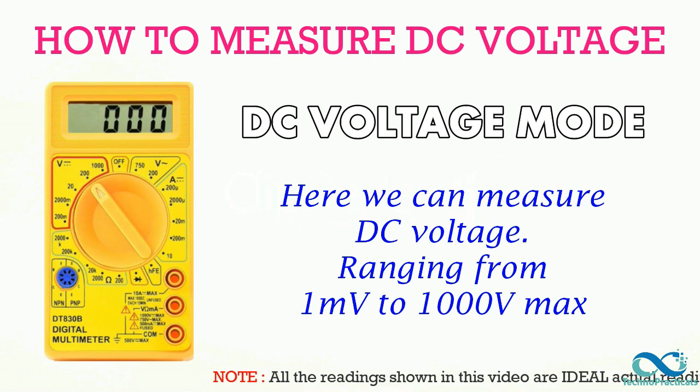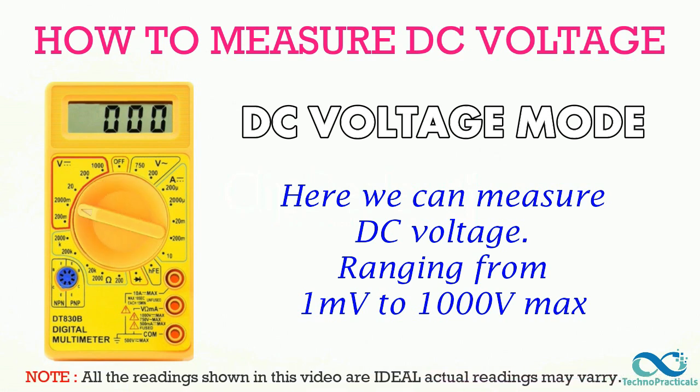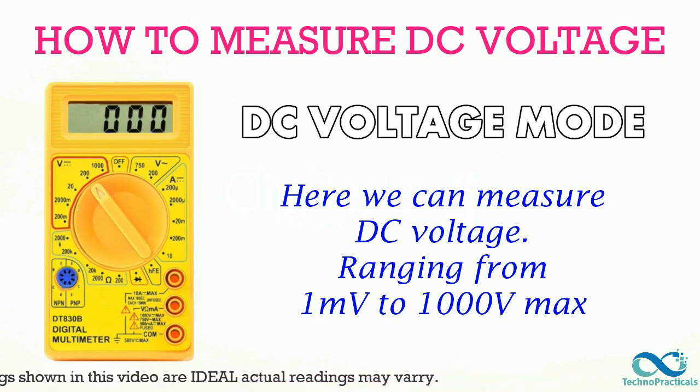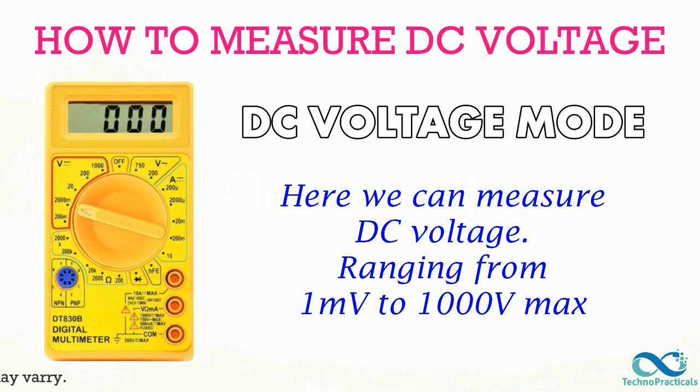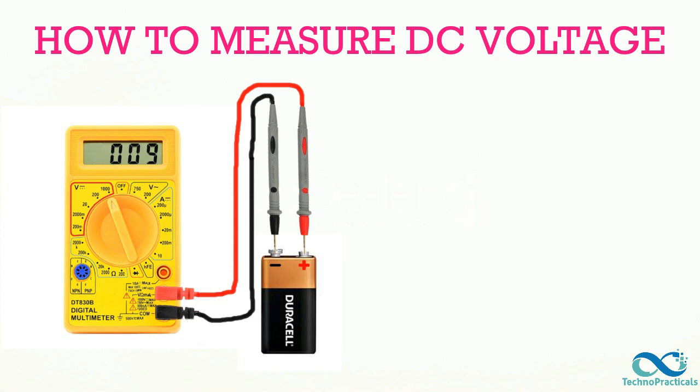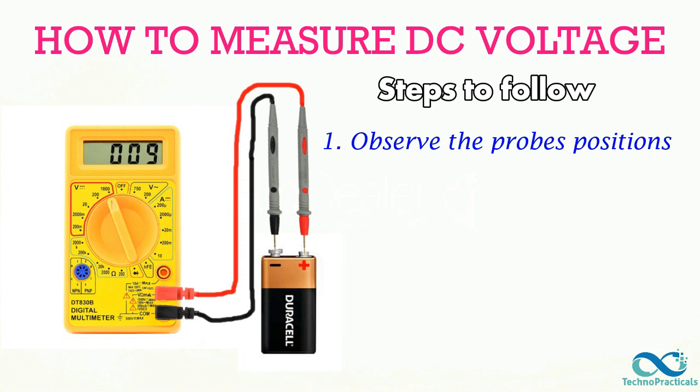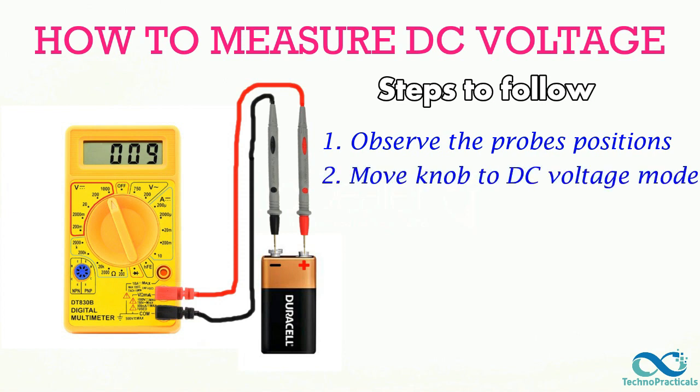In DC voltage mode, we can measure DC voltage ranging from 1 millivolt to 1000 volts maximum. So in order to measure DC voltage, we have considered a 9 volt battery for our example. So follow the following steps in order to measure the DC voltage. First of all, connect the probes to the multimeter as shown. Move the knob to the DC voltage mode of the multimeter.